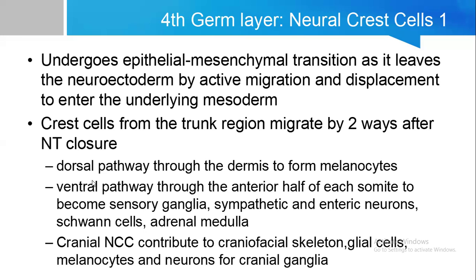Then, so these are neural crest cells from the trunk. Then the cranial neural crest cells are the ones that we discuss when we talk about development of the head and neck. They're the ones that form the craniofacial skeleton. Then they also help in formation of glial cells and neurons for cranial ganglia, for your cranial nerves, right?